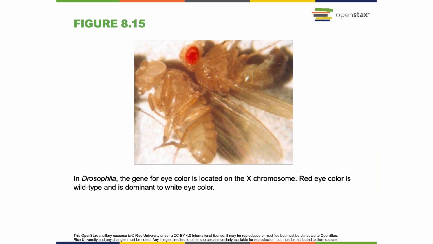Drosophila are fruit flies, and the gene for eye color is on the X chromosome. Red eye color is wild type and dominant to white. And so when we see red eye type, if these are both males, and this is on the X chromosome, then we've got to remember in insects, it's not XY like it is in humans. So this is probably not a good example to have here.